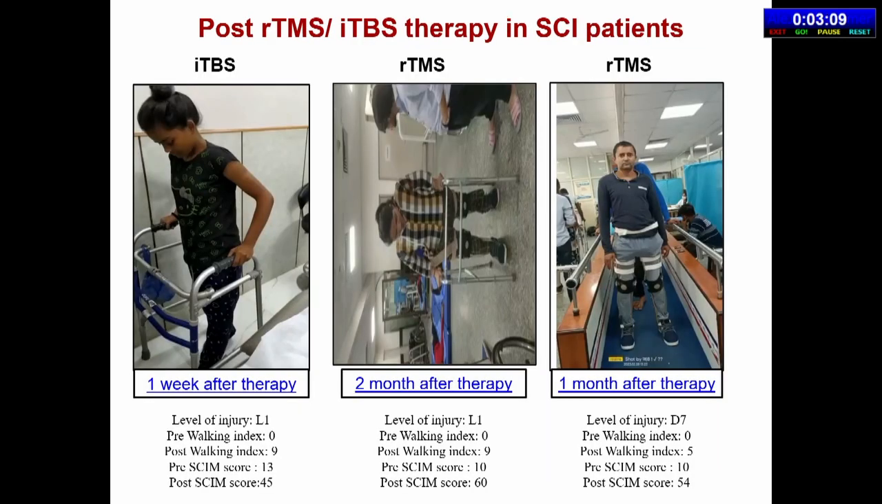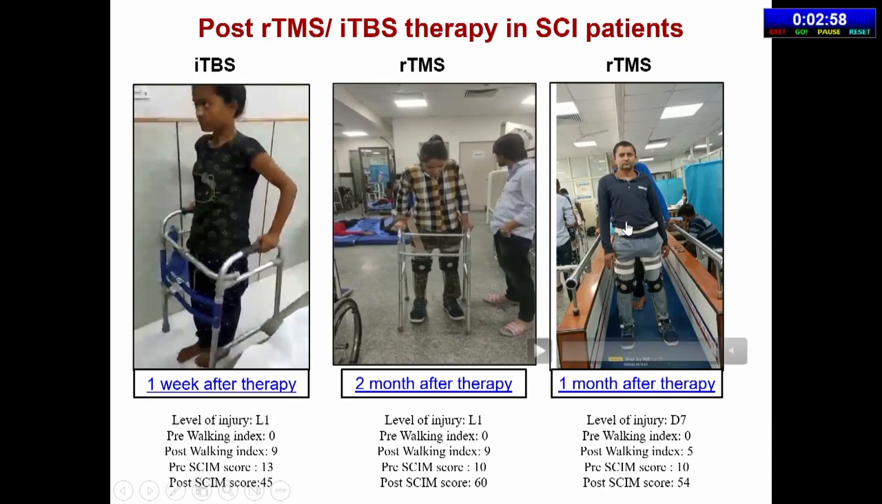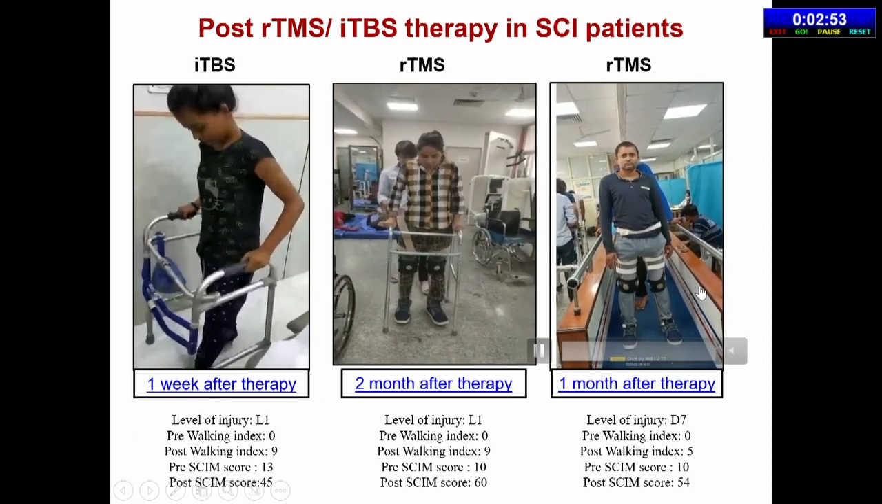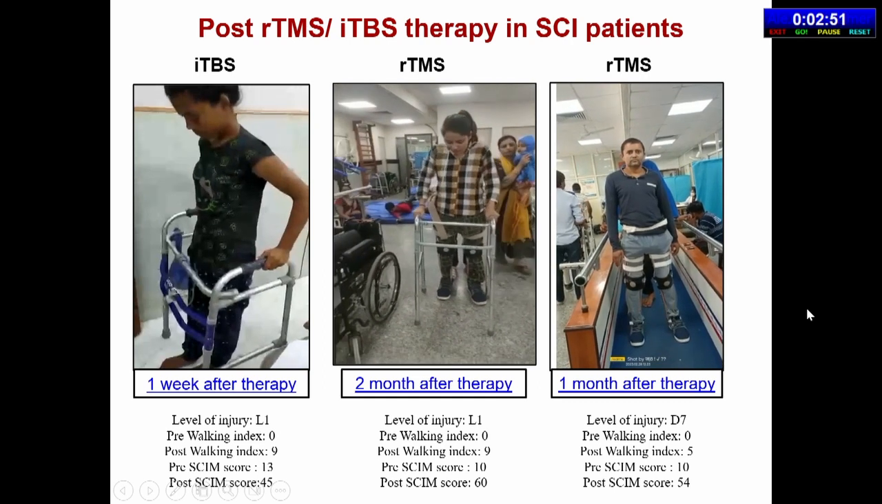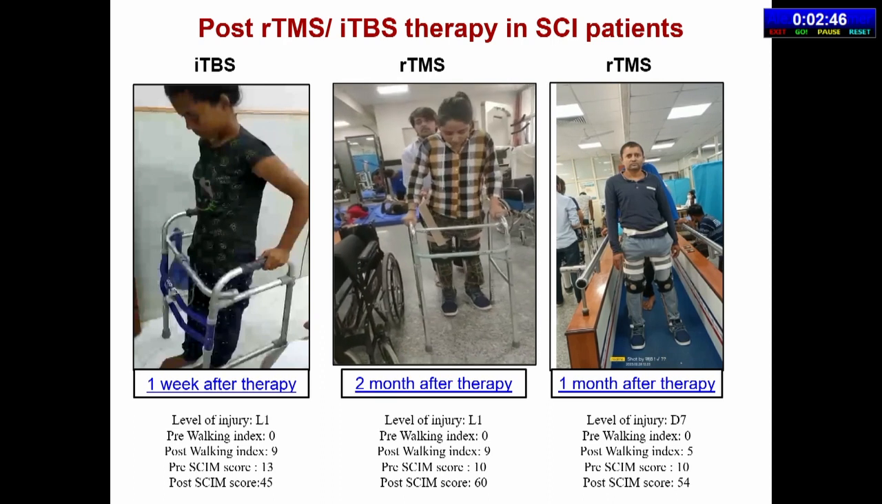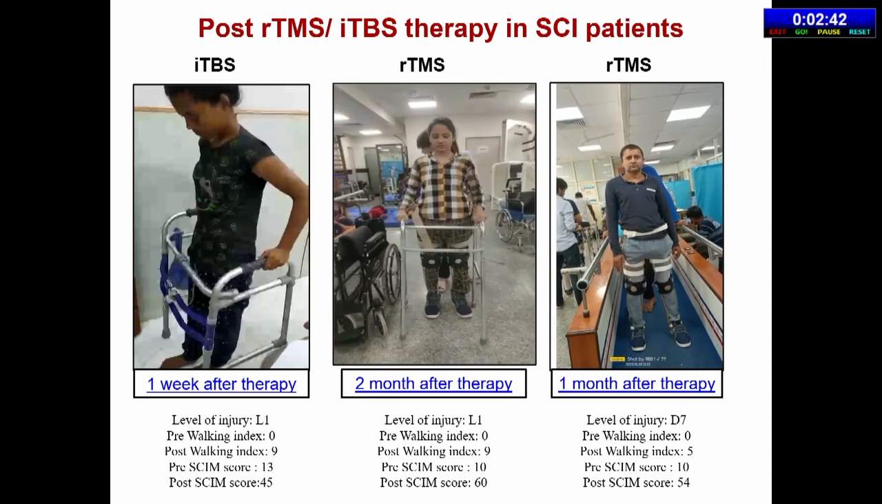Before I show the results, I'll show you some videos of the patients. After giving 10 sessions, this girl, she had an injury at L1. Is it working? Yeah. Even after 1 week of therapy, she was able to take a few steps. Since they were ASIA A, when they came to our department, to the clinics, they were on a stretcher. But after therapy, gradually, we were also definitely giving them physiotherapy.